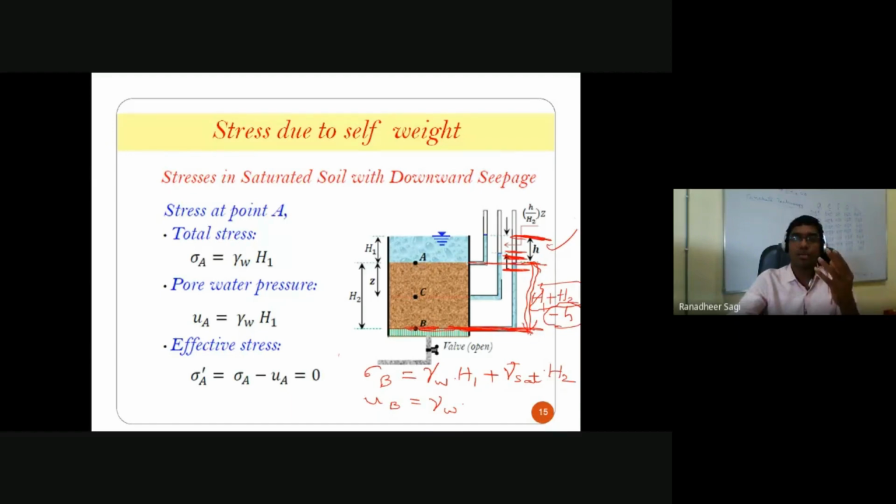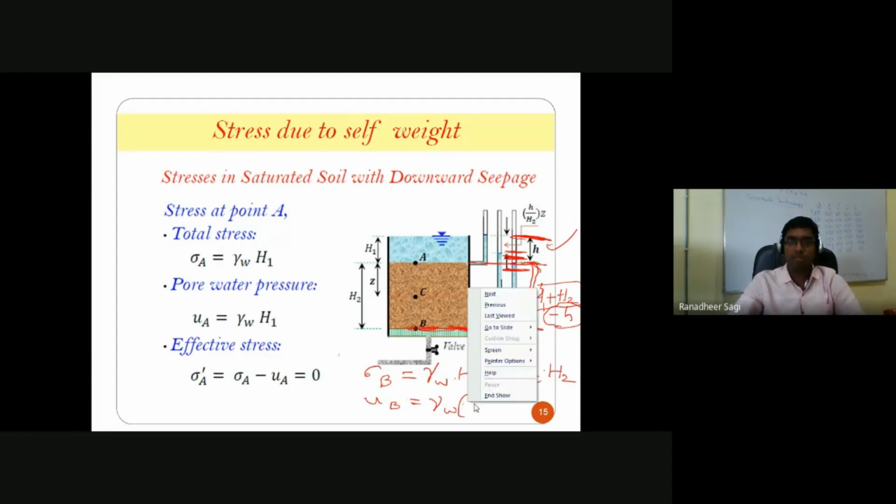So the pressure head existing at point B is nothing but H1 plus H2 minus h. Now I can come back to the expression where I was trying to calculate the pore water pressure at point B. So pore water pressure at point B is nothing but the unit weight of water, which is anyhow the same at any point, into the corresponding pressure head. The corresponding pressure head is H1 plus H2 minus h, which gives me the pore water pressure at point B.